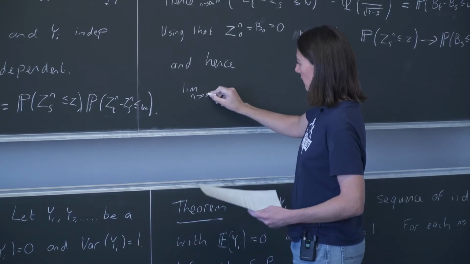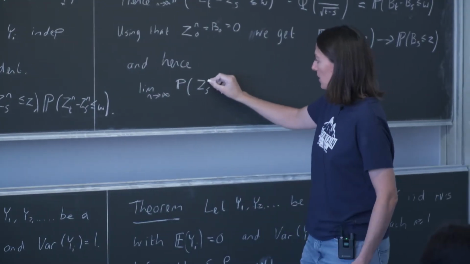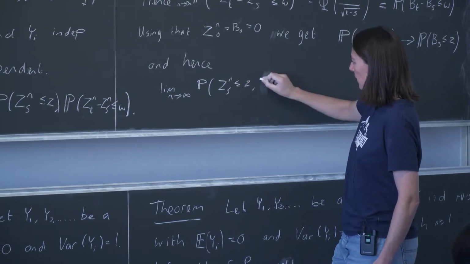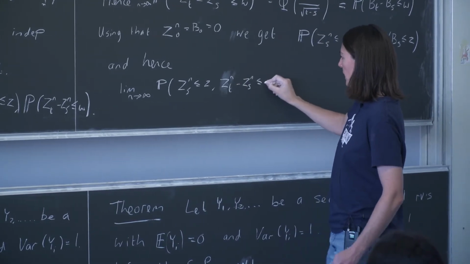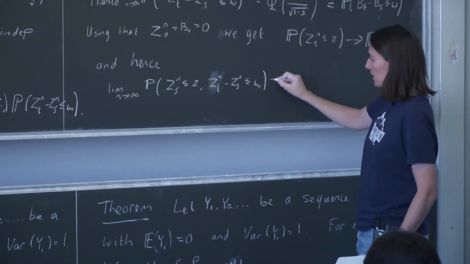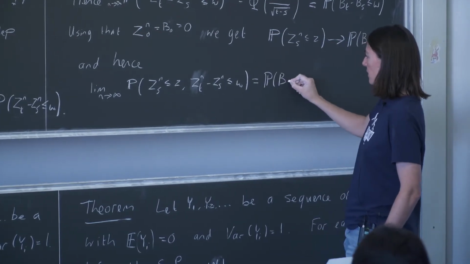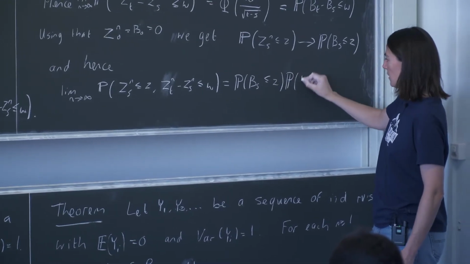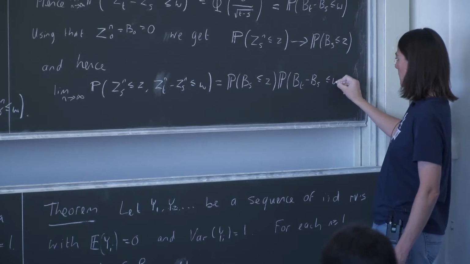Limit as n goes to infinity, probability of Z_s being less than or equal to z and Z_t^n minus Z_s^n being less than or equal to w is equal to the probability that B_s is less than or equal to z, B_t minus B_s being less than or equal to w.